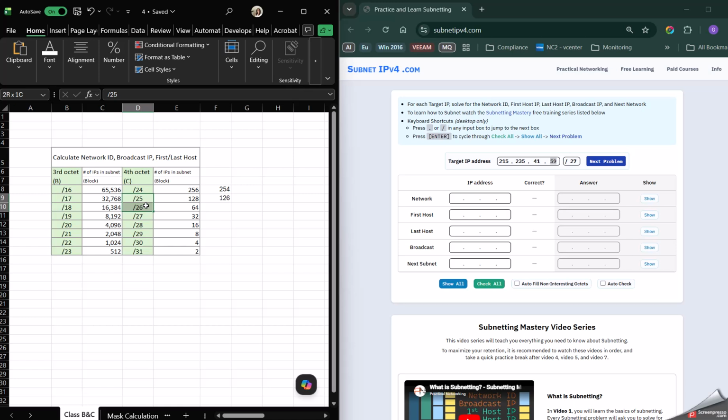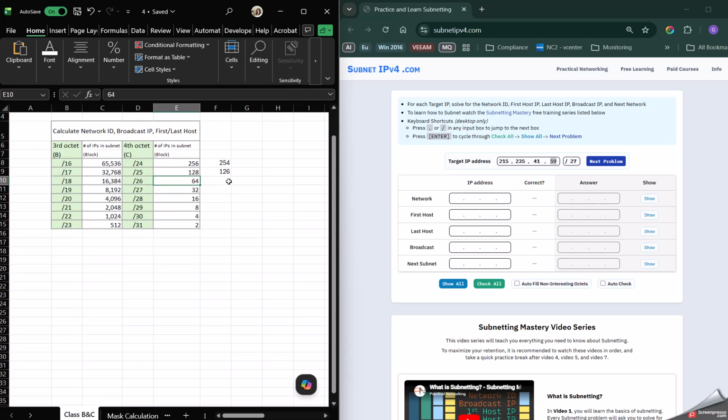Moving on, it's the same idea. A /26 means we take a /25 and divide it into two equal parts. Therefore, one /25 becomes two /26s. We divide 128 by 2 and we get two 64s with 62 usable host IPs.